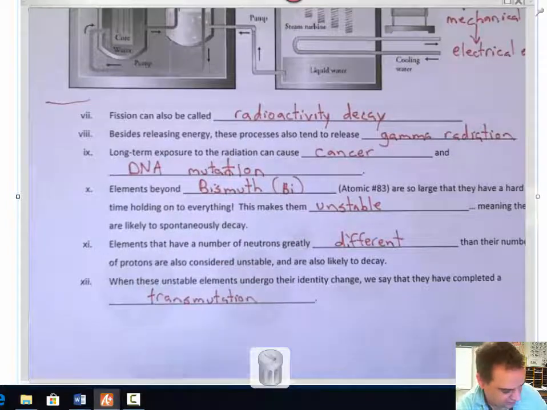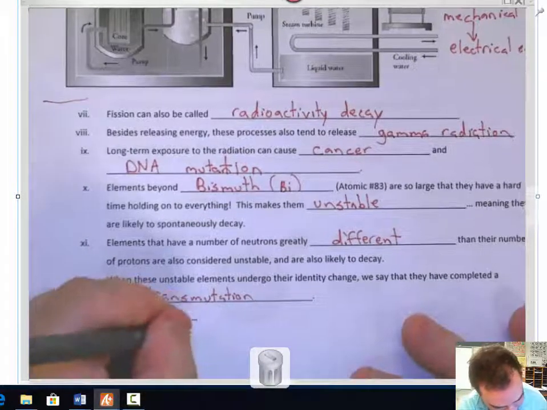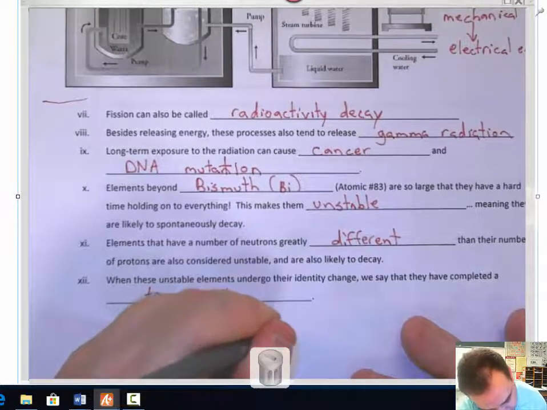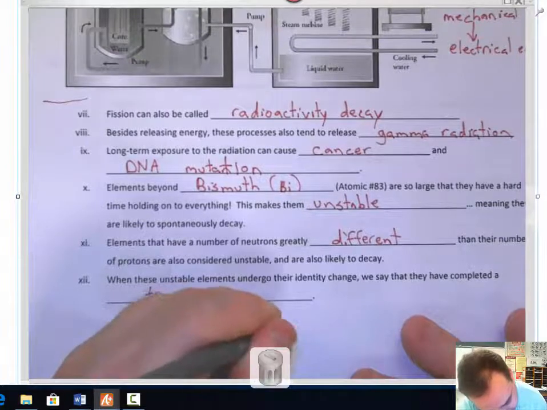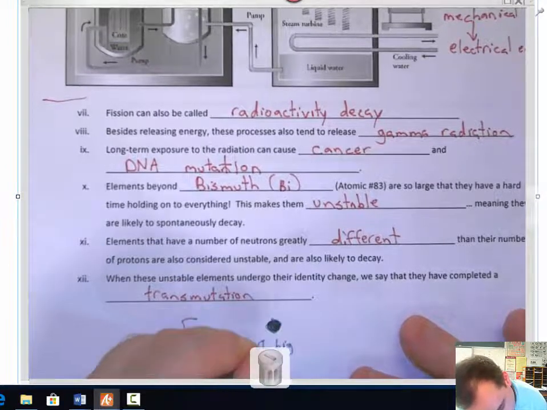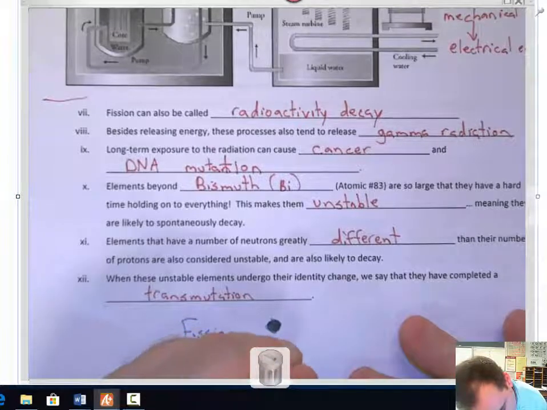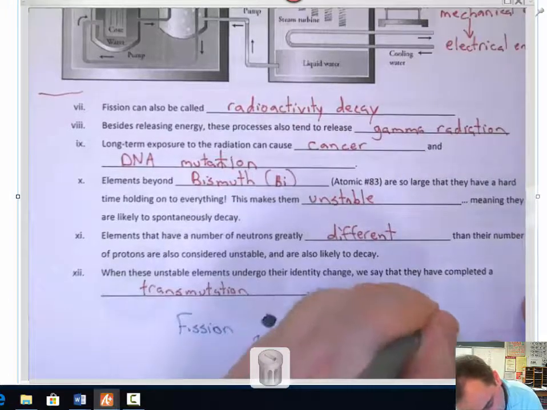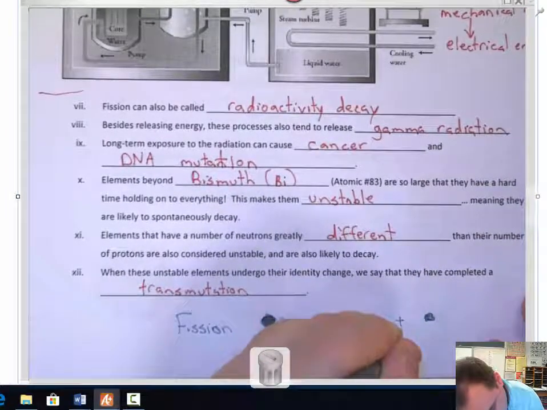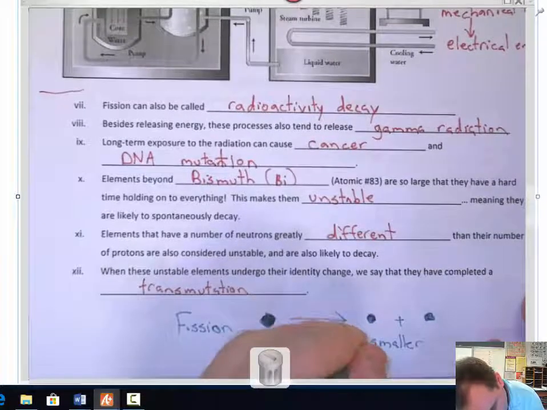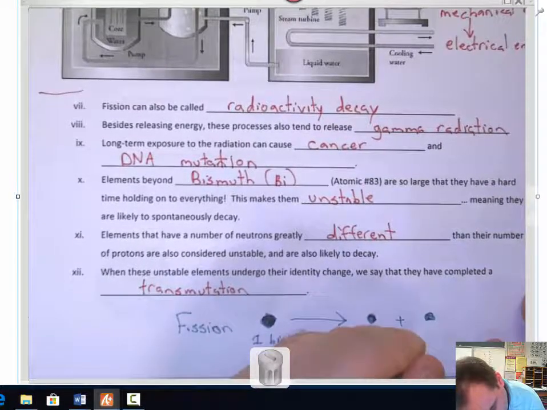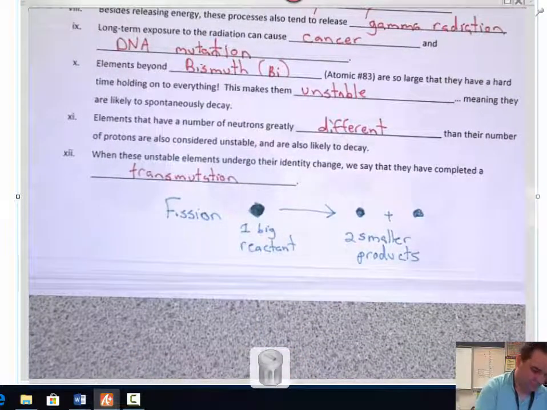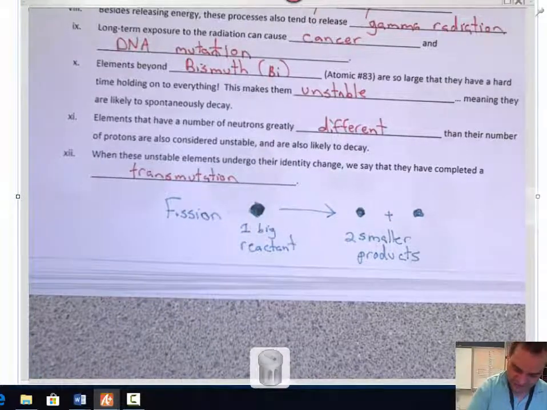So again, when you think of fission, you're starting off with one big reactant and you end up with two smaller products. That is what we are doing when we are doing fission, and that happens in nuclear power plants.